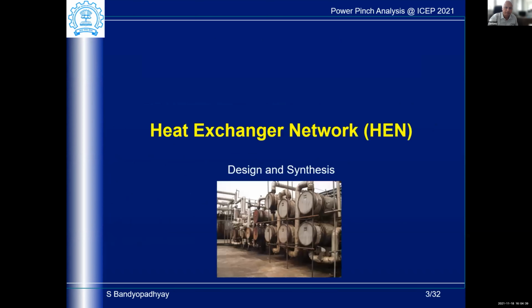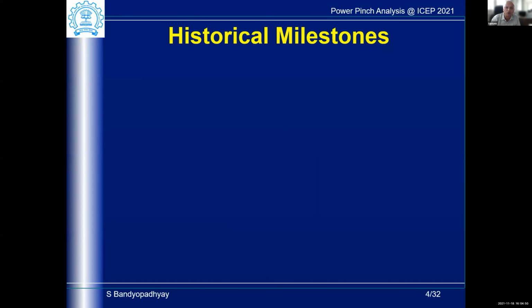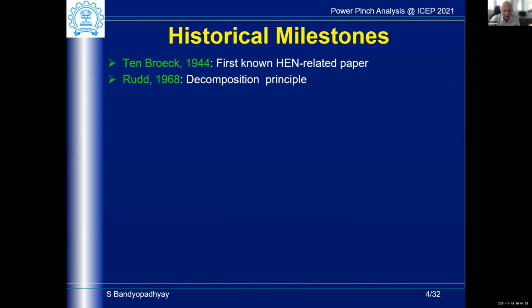So let's start with the first heat exchanger network, where pinch analysis was originally proposed. If we look at it historically, the first paper that we could find appeared in 1944, and that's the first known heat exchanger network related paper.